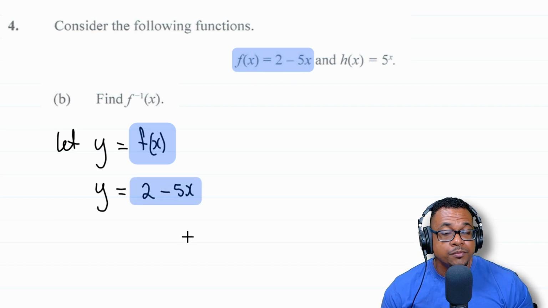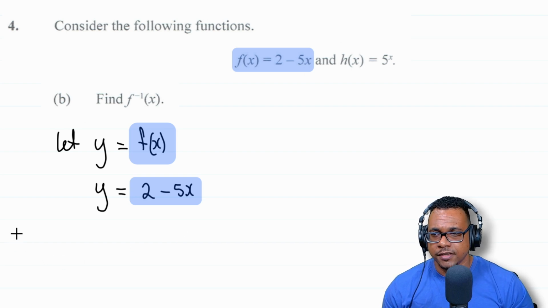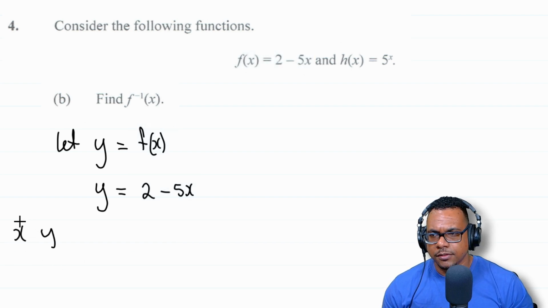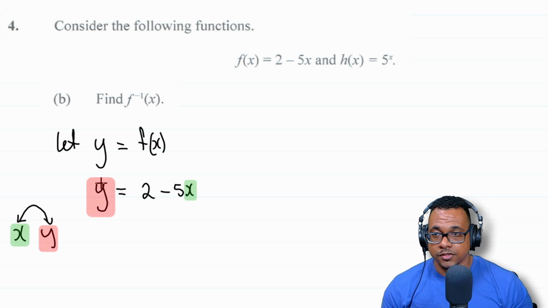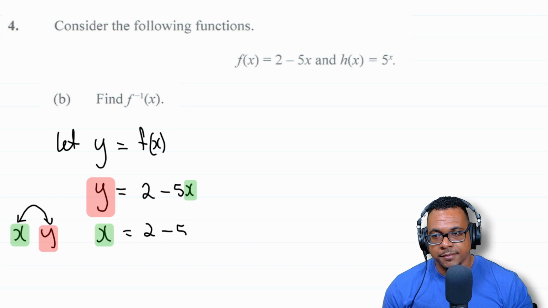The second step would be to interchange the x and y. So I have this little symbol here, which means to interchange x and y. Wherever I see y, you put x, and wherever I see x, you put y. So y is here, we're going to put x. Put back the 2, take away 5 times x, and with the x's, you're going to put y.